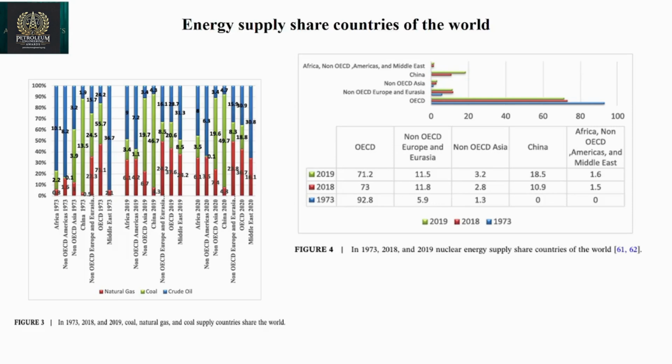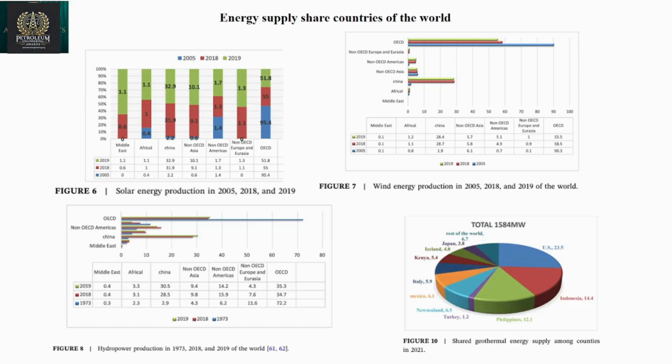Figure 3 indicates fossil fuel energy supply share by regions of the world in 1973, 2018, and 2019: Africa, non-OECD America, non-OECD Asia, China, non-OECD Europe and Asia, OECD, and Middle East. Figure 4 shows nuclear energy supply share by regions of the world in 1973, 2018, and 2019: OECD, non-OECD Europe and Asia, non-OECD Asia, China, Africa, non-OECD America, and Middle East.